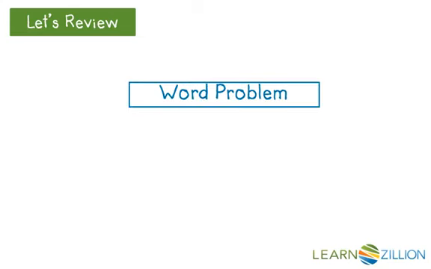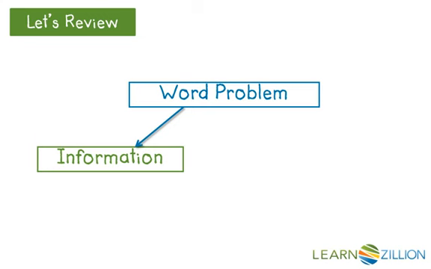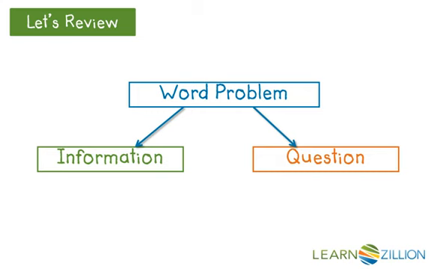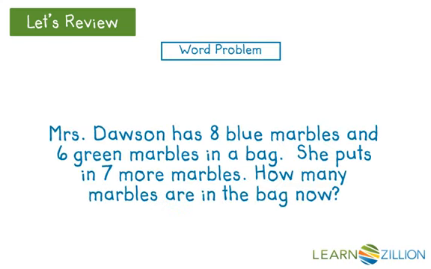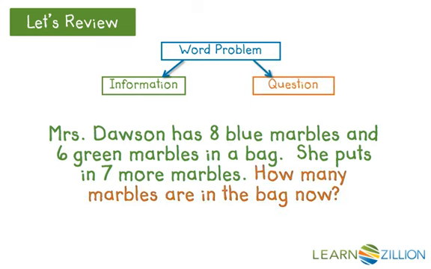Let's review what you already know about word problems. You already know that in a word problem, there is information that tells us what's going on in the problem. You also know that there's a question that we have to figure out the answer to. Let's look at our word problem again. The information part tells us what we need to know to solve the problem. This is important because it tells you who's in the problem, what the problem's about, and how many things we should be thinking about. The question part tells us what we're trying to figure out.